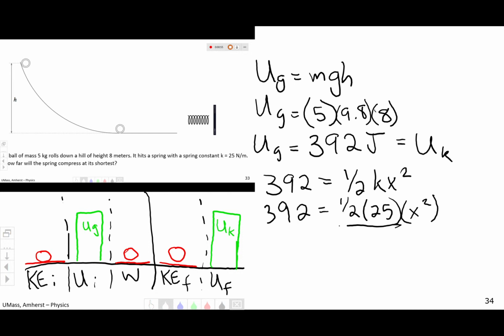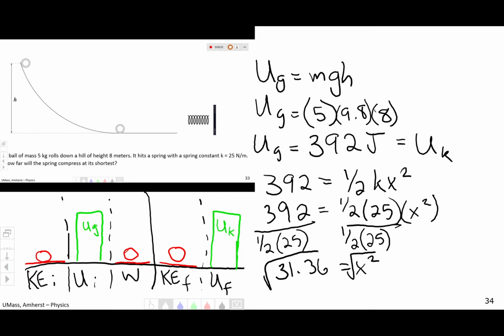So if we divide by 1/2 times 25, we end up with 31.36 equals x squared. Square root both sides, and we get that it compresses 5.6 meters. Okay, awesome.